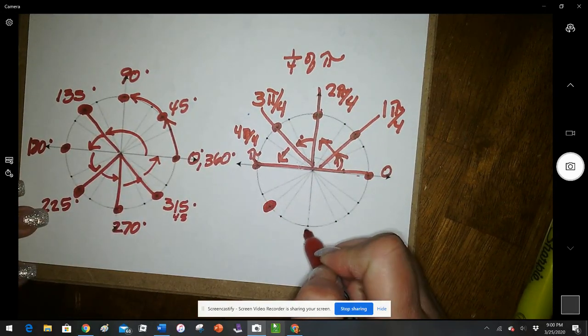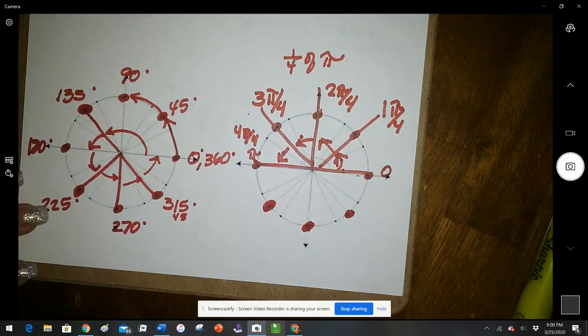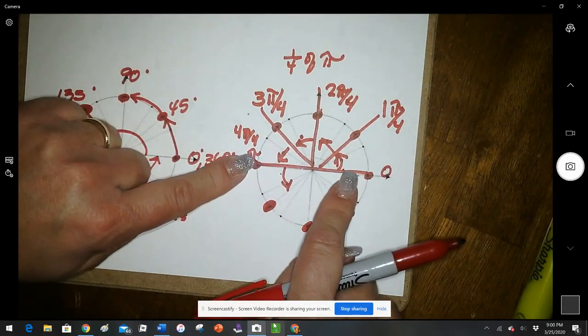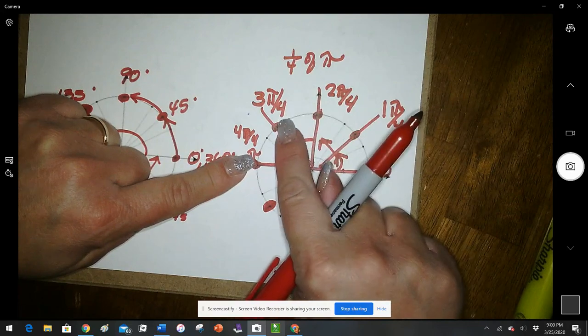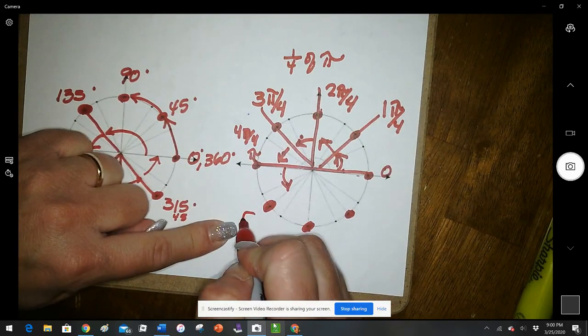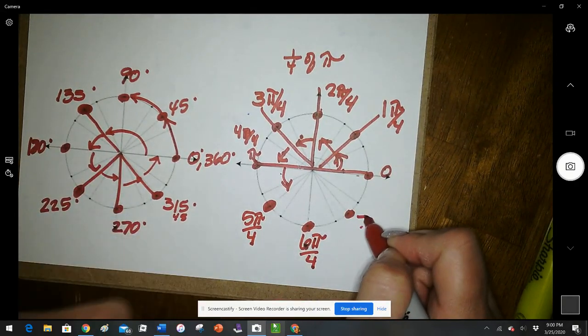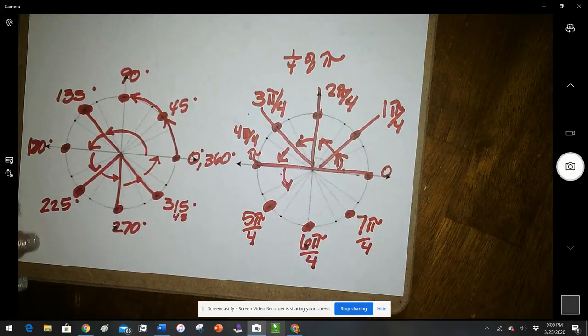Okay, again, we're looking at the points that are in the middle. So we're looking at these. So we're going to go another 45 degrees, and I keep counting. I'm at 1, 2, 3, 4. Oh, this is going to be 5 pi over 4, 6 pi over 4, and then 7 pi over 4.